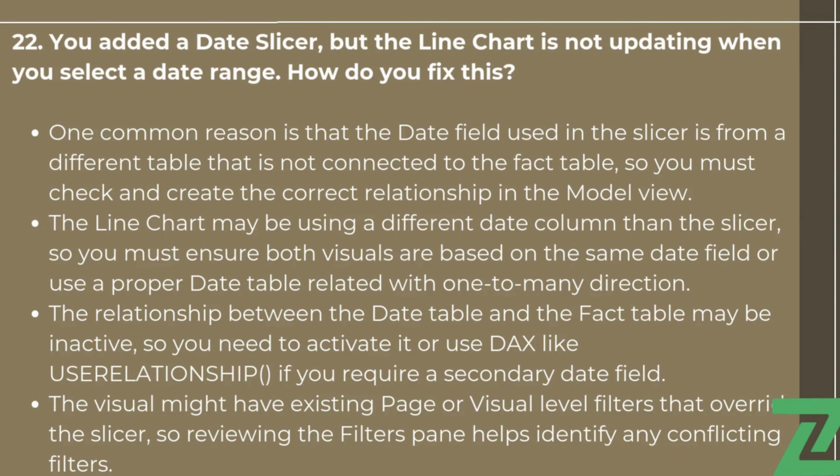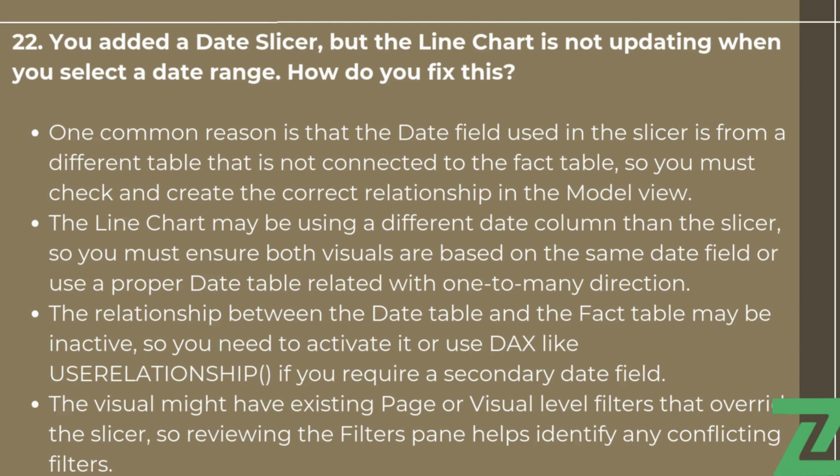22nd question. You added a date slicer, but the line chart is not updating when you select a date range. How do you fix this? One common reason is that the date field used in the slicer is from a different table that is not connected to the fact table, so you must check and create the correct relationship in the model view. The line chart may be using a different date column than the slicer, so you must ensure both visuals are based on the same date field or use a proper date table related with one-to-many direction.